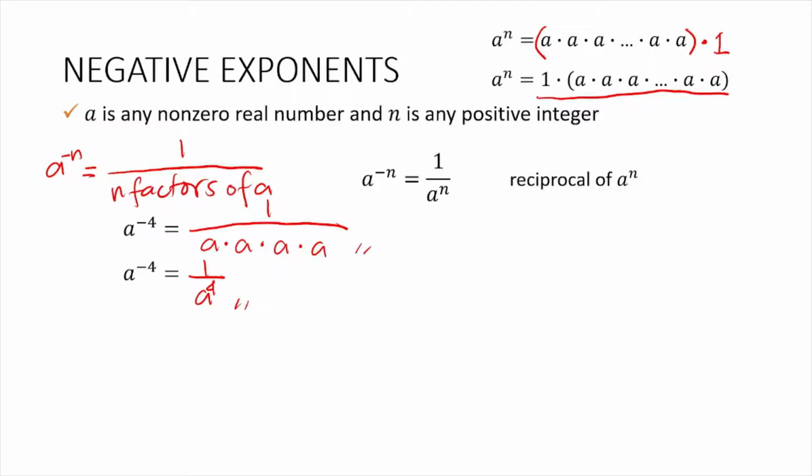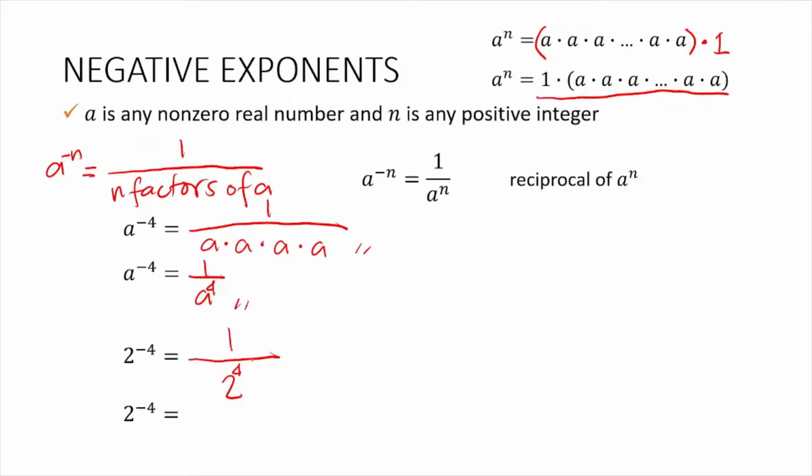So next, for example, if we put a constant value for a, so we have here 2 raised to the power of negative 4. So that would be 1 divided by 2 raised to 4. Okay, so that would be 1 divided by 16, right?